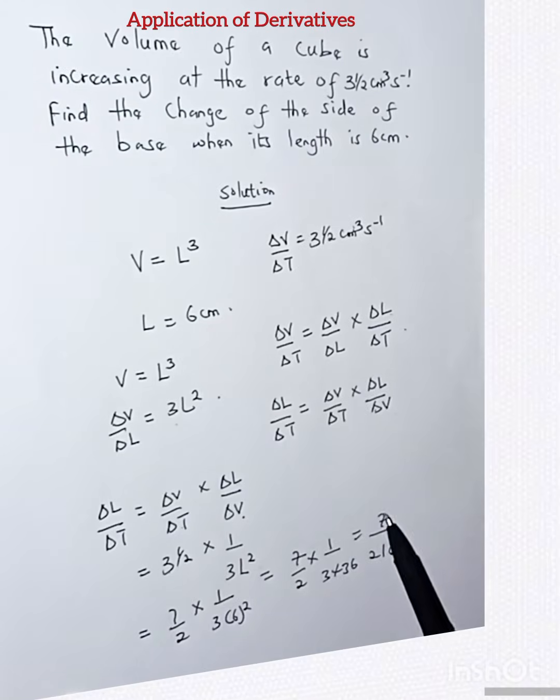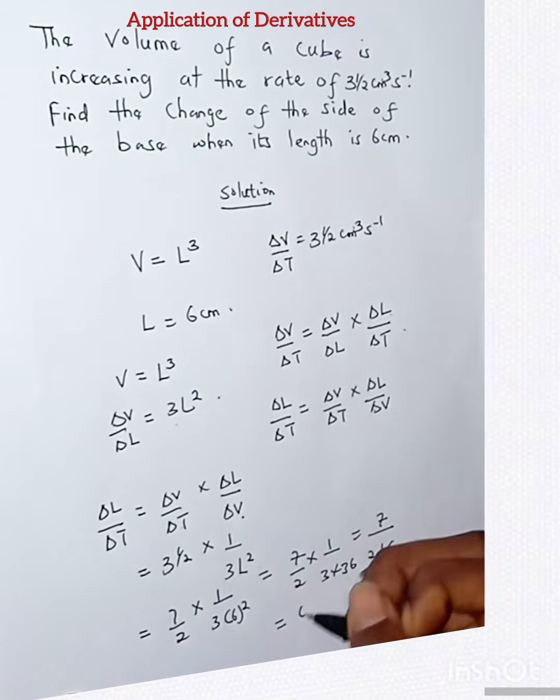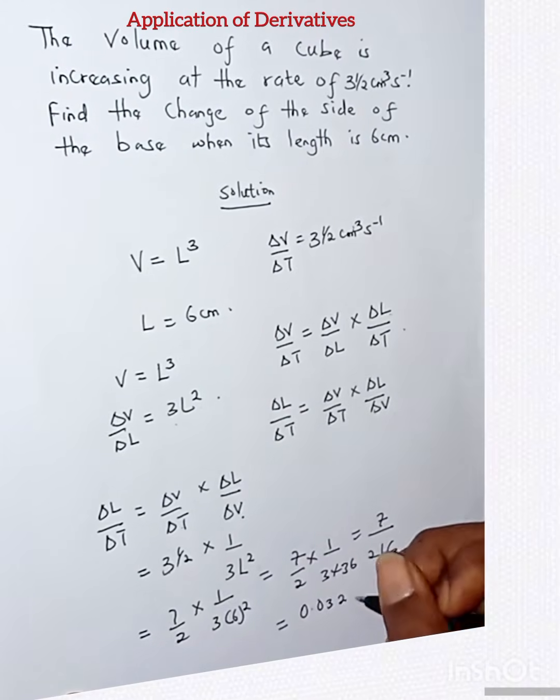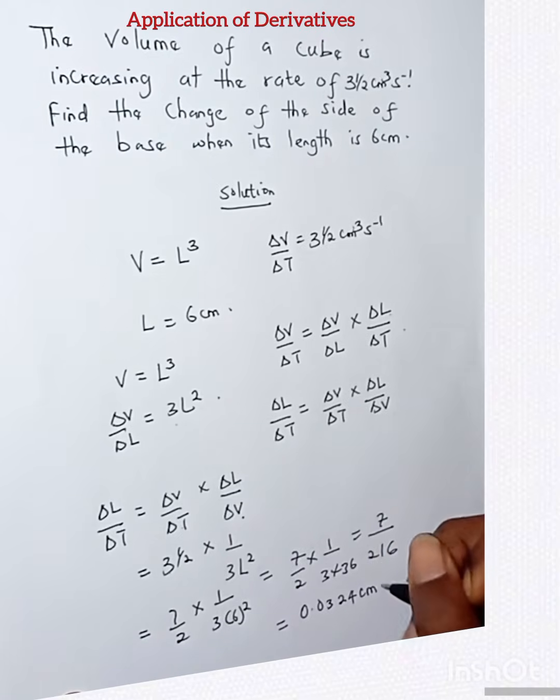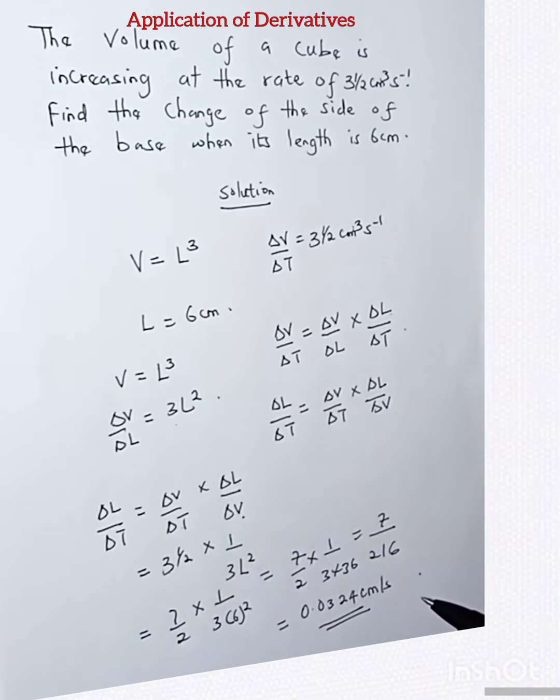And when we divide 7 over 216, we have 0.0324. Now, this is centimeter per second. That becomes the change in the length.